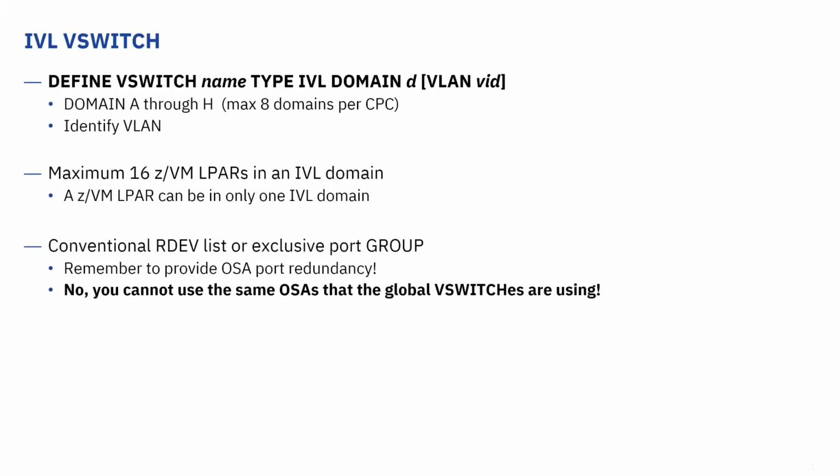Now, these can use conventional, you don't have to use an exclusive port group, you can also just use conventional RDEV. So the IVL domain, because it's not typically handling a lot of traffic, doesn't need a lot of capability here. And no, you cannot use the same OSAs that you're trying to use in a global port group as the OSAs that the IVL vSwitch is going to use.